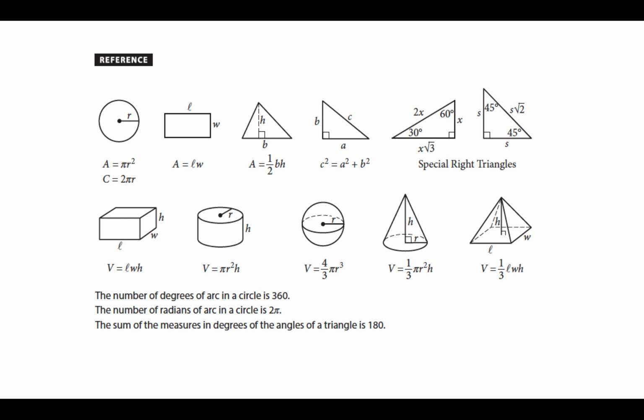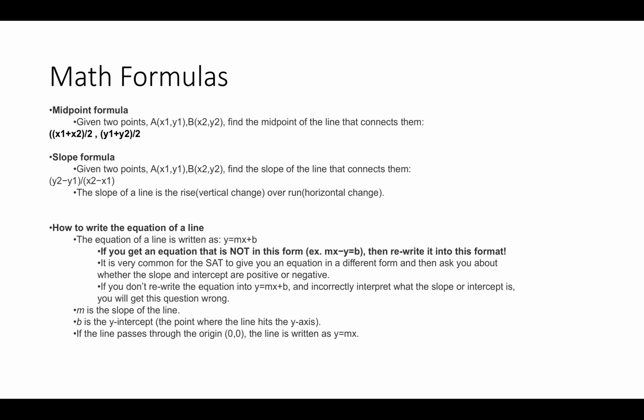And then the final is the sum of the measure of the 3 angles of a triangle is 180. Also remember that a straight line adds up to 180, and you should be off to the races.